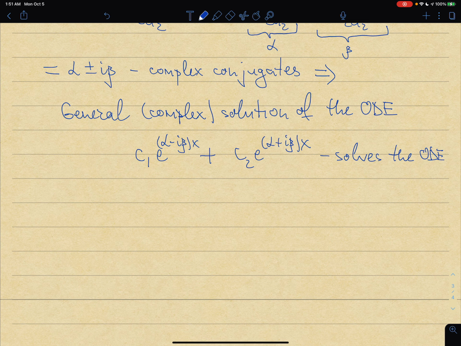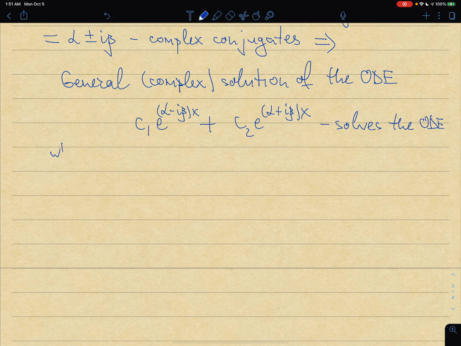But now C1 and C2, because my solutions are complex, again, you might not have dealt with complex numbers a lot, or if at all, but if I have two solutions of the ODE that are complex, then in principle C1 and C2 that I choose also have to be complex. So C1 and C2 are arbitrary complex numbers.